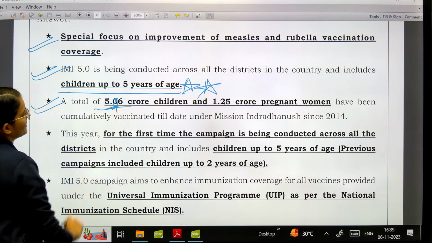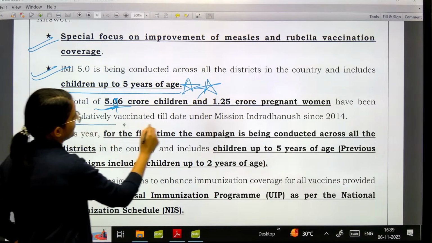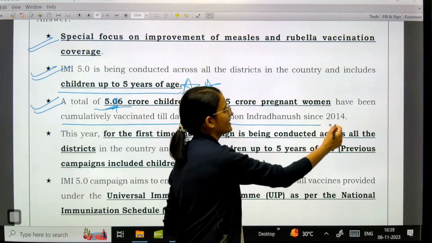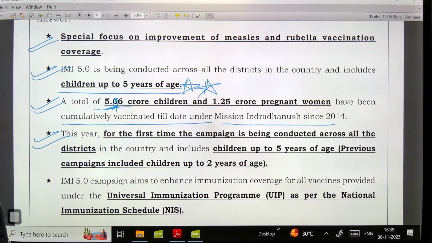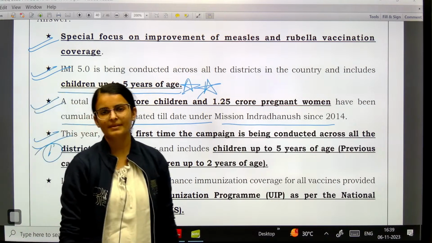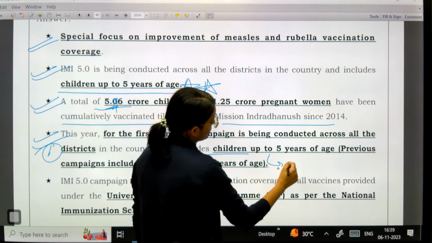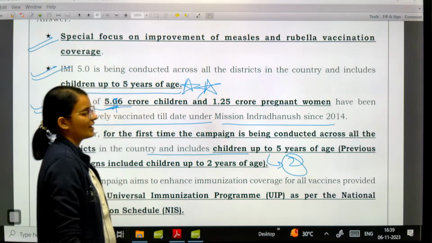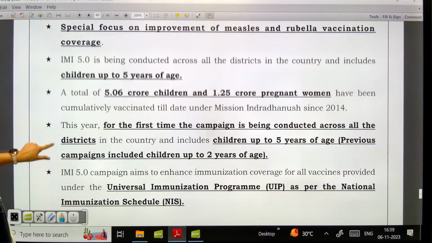A total of approximately 5.6 crore children and 1.25 crore pregnant women have been cumulatively vaccinated till date under IMI since 2014. This is the first time that the campaign is conducted in all the districts and includes children up to the age of 5 years, which was previously up to the age of 2 years.